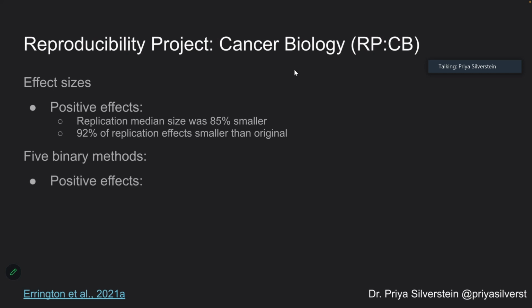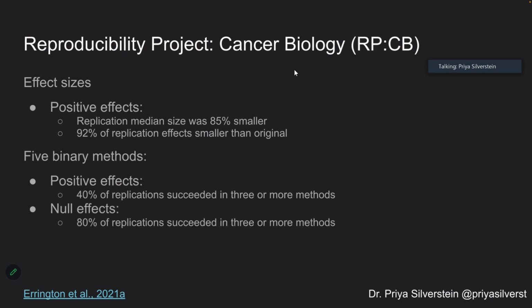So for positive effects, 40% of replications succeeded in 3 or more methods. But for null effects, 80% of replications succeeded in 3 or more methods. So you can see that null effects were kind of easier to replicate in a way than significant original results. And overall, there was a 46% success rate, which is where that number came from in my original slide about the different fields in science.